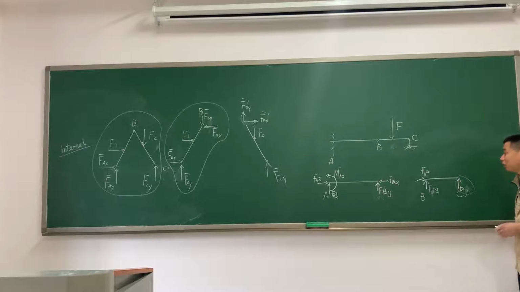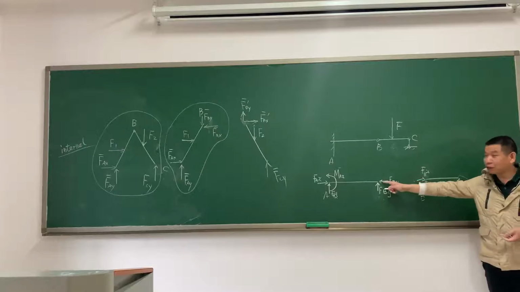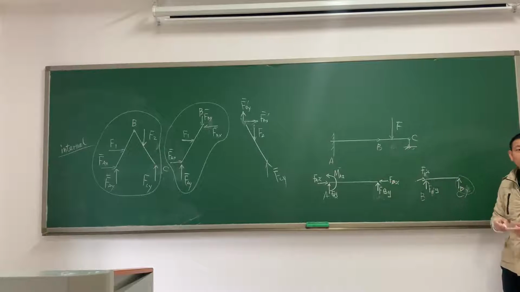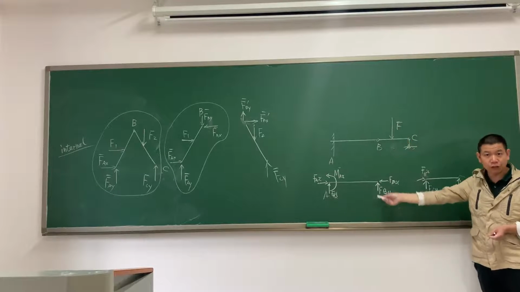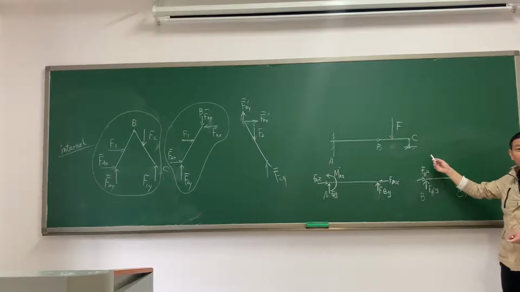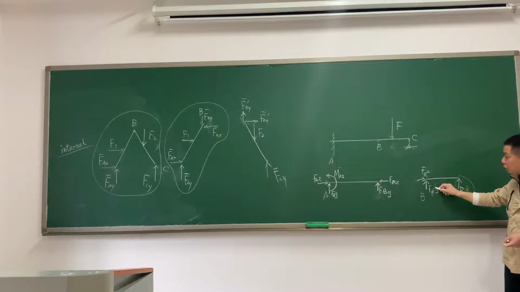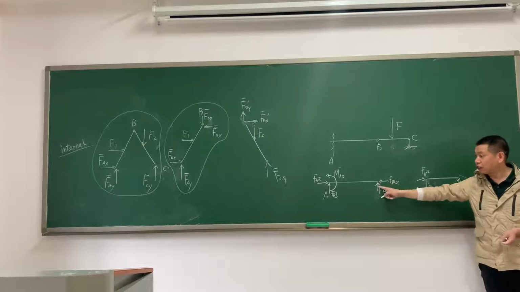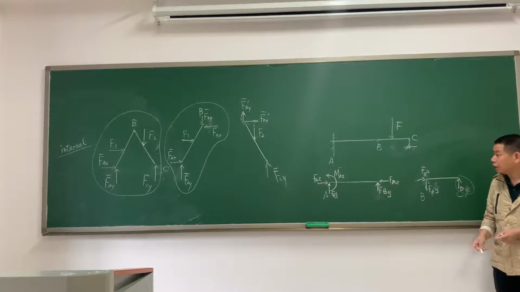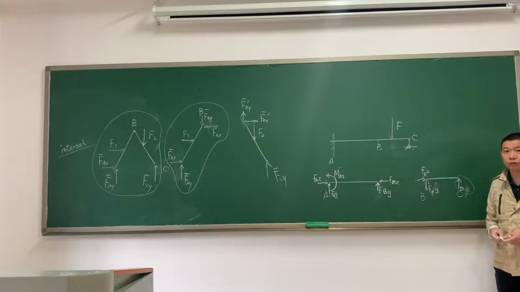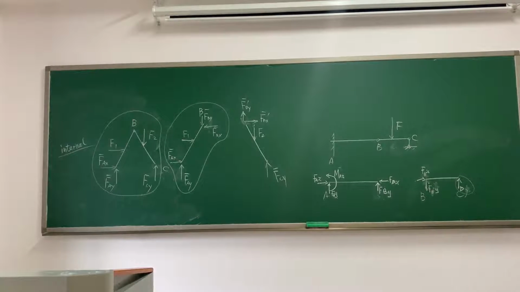It's pointing to the left. It's pointing to the right. It's upward. It's also upward. It's missing. It must be downward. Action and reaction. They are opposite in direction. Understand?